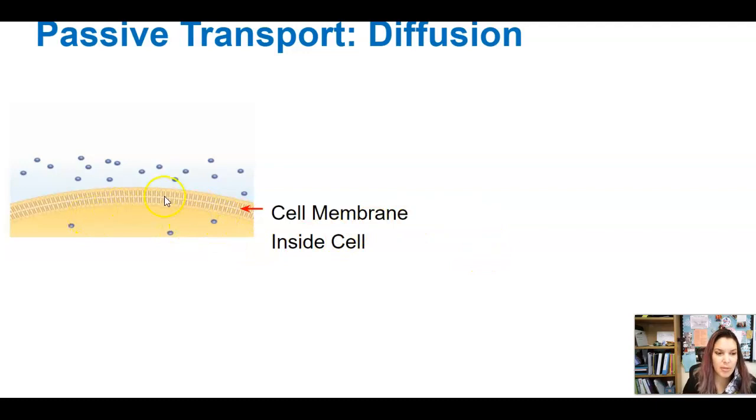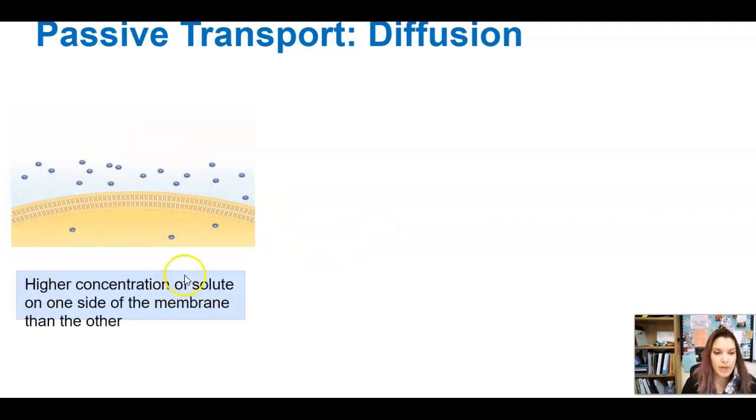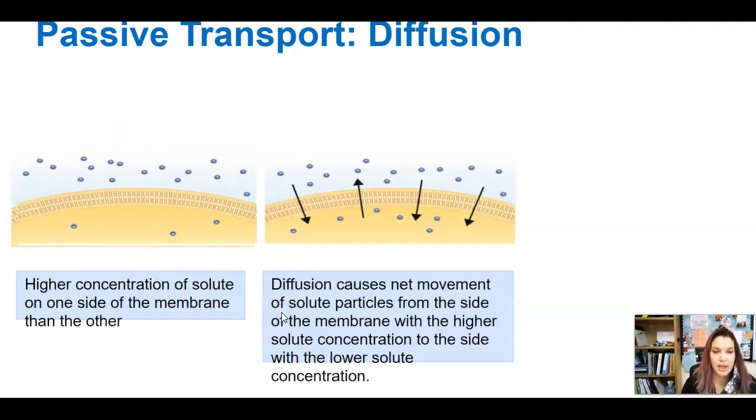There's going to be that cell membrane with the lipid bilayer, and in this scenario, outside of the cell, there's a higher concentration of particles or solutes. Over time, the higher concentration of solutes are on one side rather than the other, and what they're going to want to do is diffuse. So diffusion will cause the net movement of the solute particles from the side of the membrane that has a higher concentration to move to the side with a lower concentration of solutes.